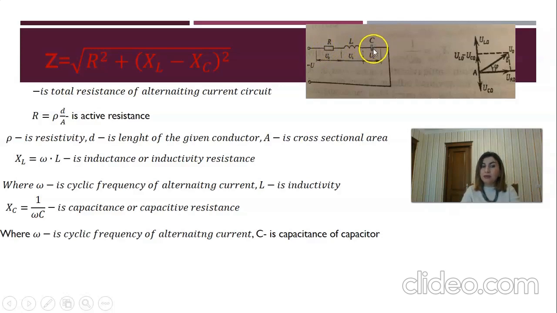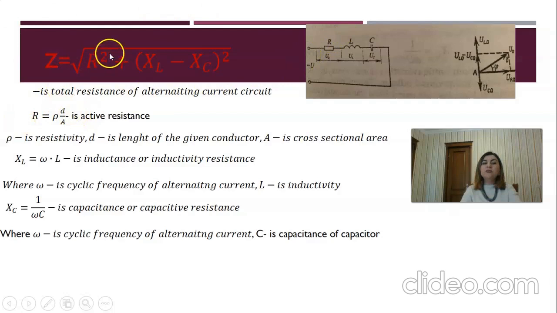Resistance, coil, and capacitor. In an alternating current circuit, the total resistance of the given elements cannot be found by direct summation of these resistances. It requires a specific rule like vector summation. The total resistance of the given alternating current circuit is the vector sum of the given resistances. The first one is the active resistance. The second one is the inductive resistance or inductance. The third one is the capacitive resistance, which occurs in a capacitor, or it's termed capacitance. This vector sum gives us the total resistance.